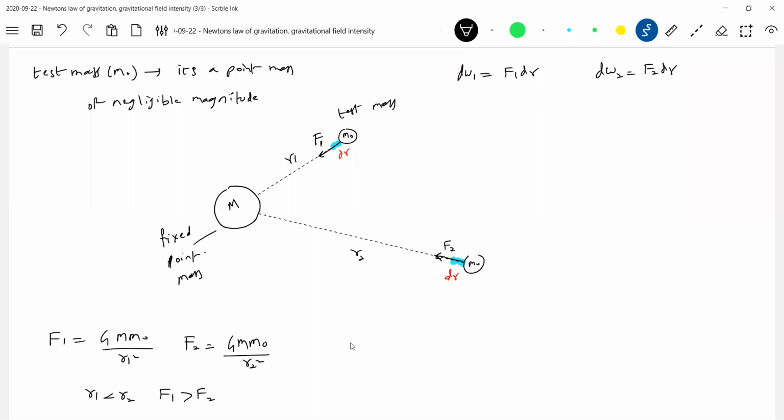So this gravitational force is capable of doing work, no? Because force into displacement: after some time, this test mass will undergo some displacement. Then the work done by the force is F1 into dr here. Now F1 is greater than F2, so what does it mean? dW1 is greater than dW2. So this gravitational force is doing more work here and less work here.